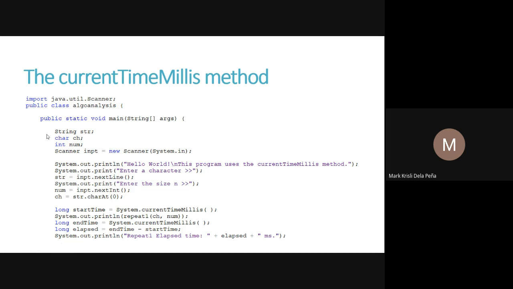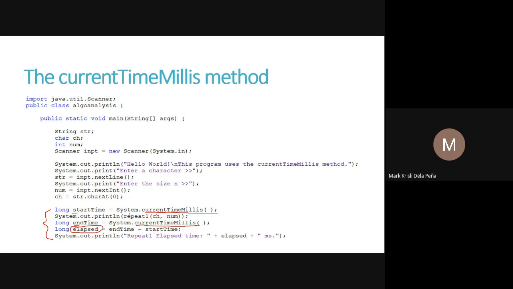You will just have to take note of this part here. You have currentTimeMillis, so again, this will be our start time. Then another would be our end time. We will be subtracting these two so that we can get the elapsed time. The elapsed time again is the time it takes for the algorithm to finish processing.